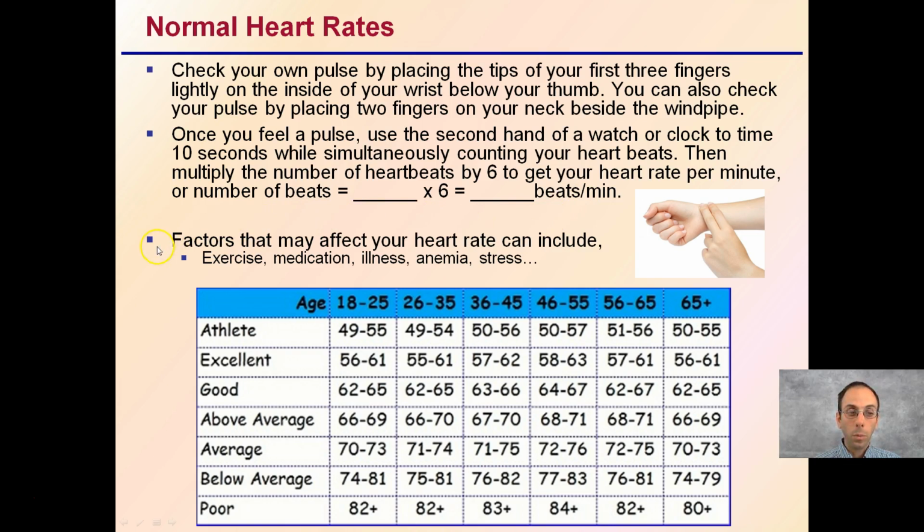Factors that may affect your heart rate can be exercise, medication, illness, anemia, stress, and so forth. Looking at the age groups here, in the ranges of heartbeats, you can do it to yourself. You want to use 3 fingers. I know the image here only uses 2, but 3 is a little bit better. Calculate your heart rate, your beats per minute, and see where you fall on this range. Hopefully you're in the athletic to good range, above average, average, below average, and poor. This would be more negative here. You might want to consider making adjustments to your life so you're living a healthier lifestyle. So go through, calculate your normal heart rate, and see where you fall.